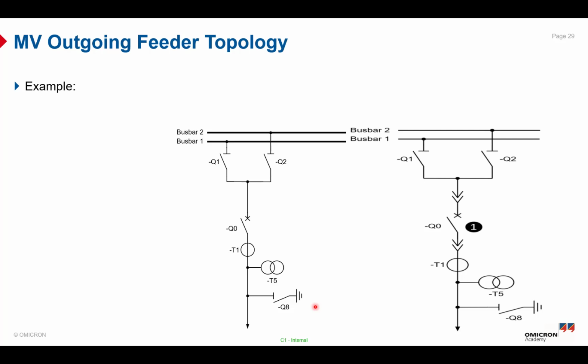We also have T51 and T52, which can be connected to the bus bar directly. T51 is the voltage transformer for bus 1, and T52 is the voltage transformer for bus 2. So the structure of the medium voltage feeder with the voltage transformer connected to the bus bar may also look like this example on our screen.